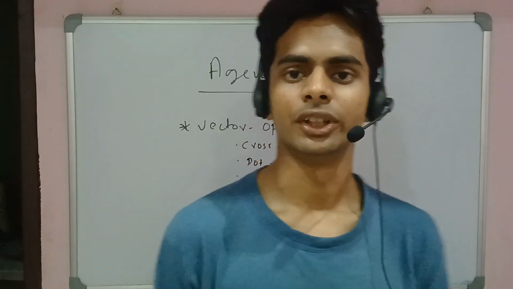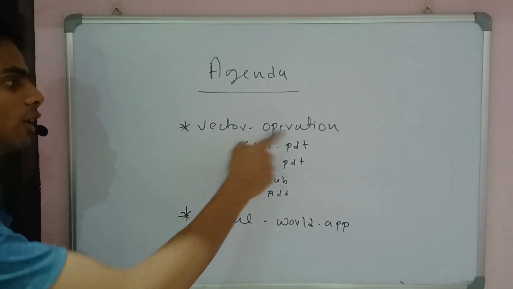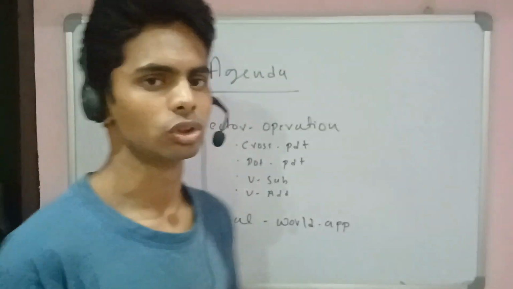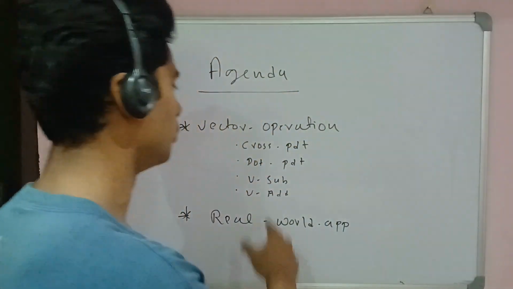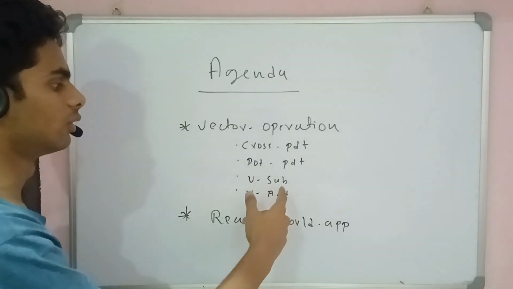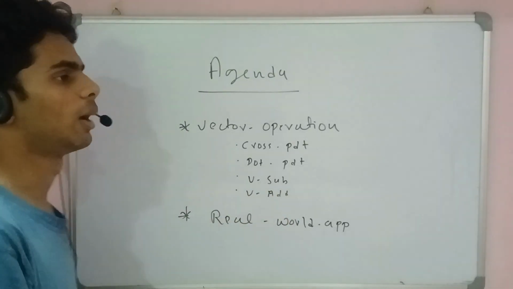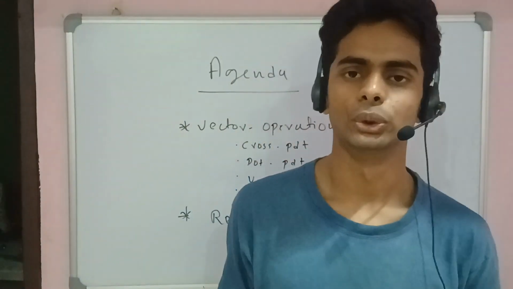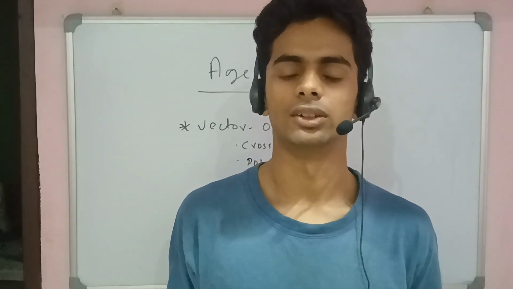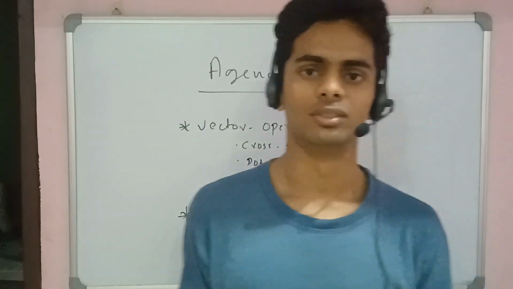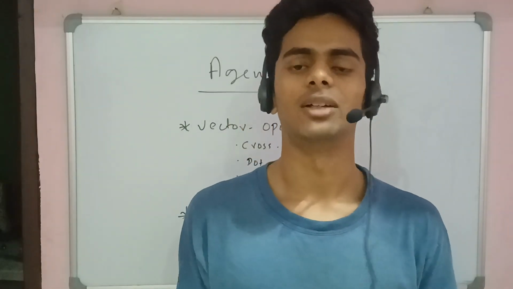So the overall agenda for today is, first, we look at vector operations. We discuss a little bit about cross and dot product, and a little bit about vector subtraction and vector addition, and real world applications. At the end, as you know, I will always try to connect all these mathematical concepts, and math is abstract, but if we connect this abstract knowledge to real world examples, that makes it fun and makes it much better to understand.